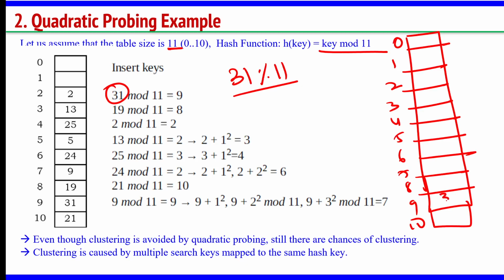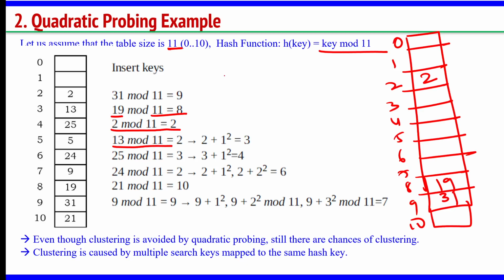So, 31 comes here. Then, the next element is 19 which I want to insert. Okay. 19 modulo 11 is 8. So, 19 will come here. Next, 2 modulo 11. So, 2 modulo 11 will give me 2. Okay, happily I will put it here. Then 13 modulo 11. What is 13 modulo 11 value? It is 2. But if you see that box number 2 is already filled, it already has some value.